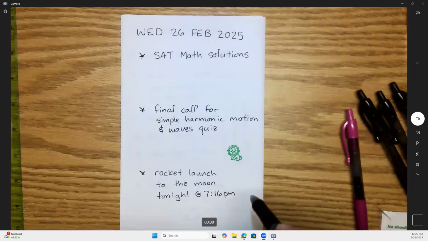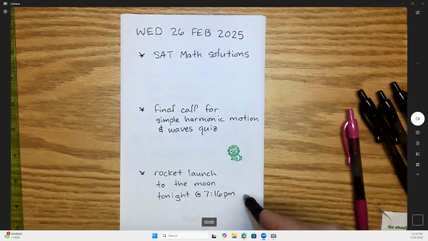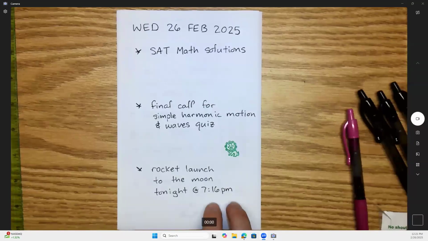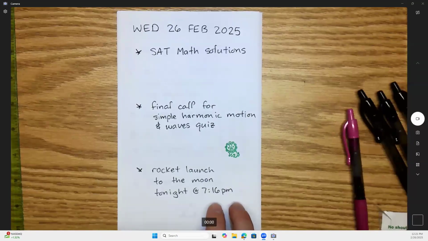And then, I think we're really lucky to be living in Brevard, where we get to see rocket launches all the time. There's a rocket launch tonight at 7:16 p.m. that's going to the moon. So if you want to see a rocket launch to the moon, then check outside after 7 o'clock tonight.